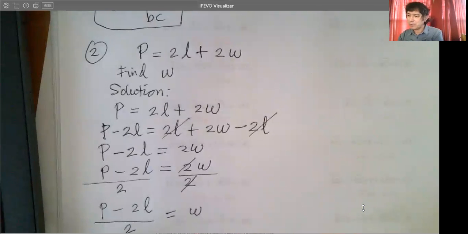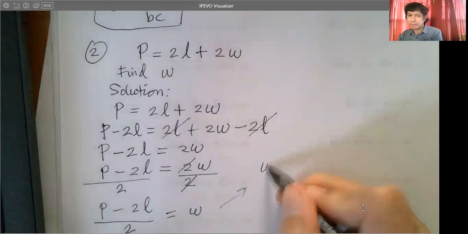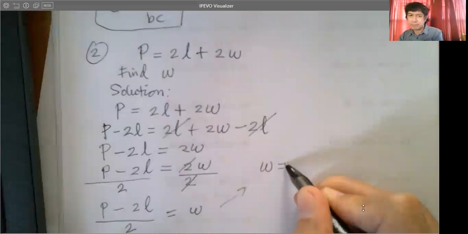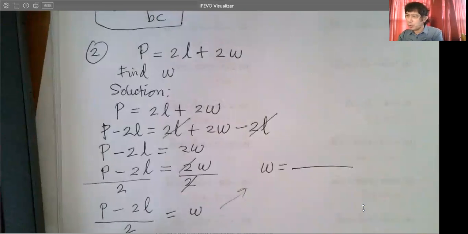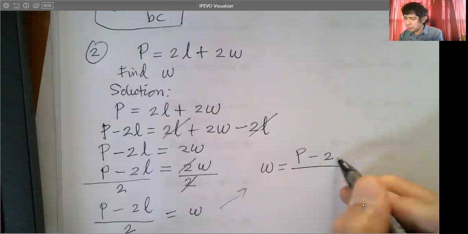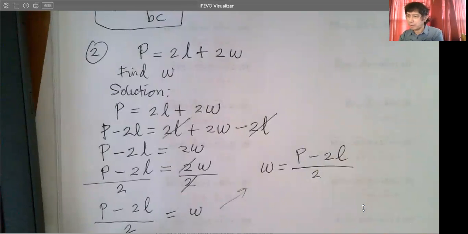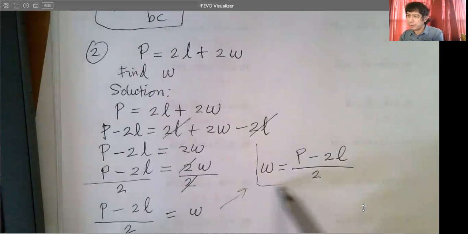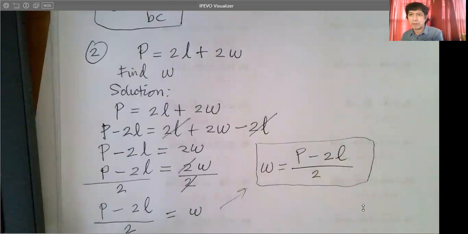And so you can write this by using the symmetric property: W at the left equals P minus 2L on top, and the number 2 stays at the denominator. This must be the required equation. Okay, that goes to our number 2 example.